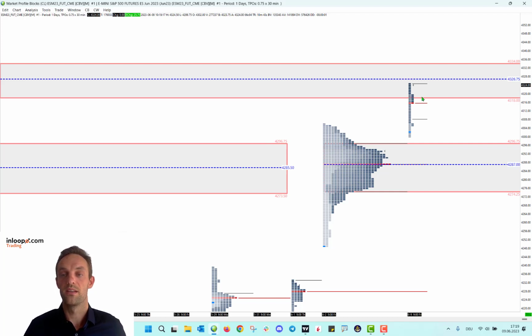So the first target, of course, can be the bottom of the previous value area, but most likely market participants are targeting here the previous point of control, so the blue line at 4,326. So this can be one proper good target, and I would say the maximum target here for this move would be the upper line here, or at the level of 4,334.